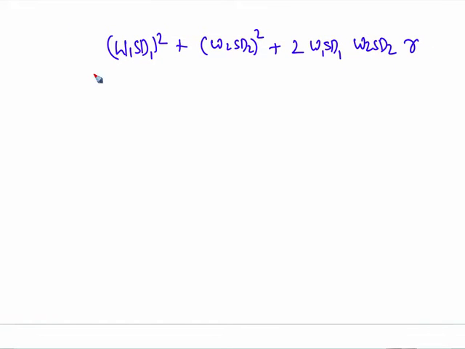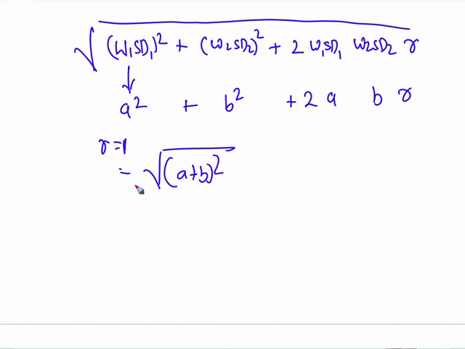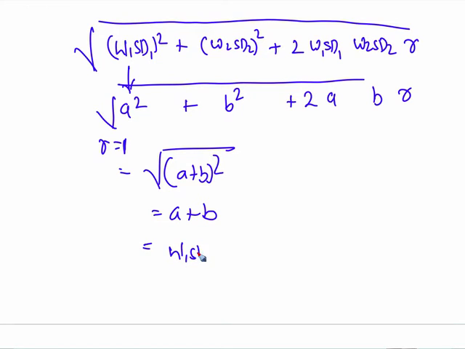Now, second observation. The formula is weight 1 standard deviation 1 square, weight 2 standard deviation 2 square, 2, I'm writing slightly differently, weight 1 standard deviation 1, weight 2 standard deviation 2 into R, under root. Let us call this A, so this is A square plus B square plus 2 A B R. What if R is equal to 1? Then it is simply A plus B square under root. Do you agree? And therefore it is simply A plus B. Therefore it is simply weight 1 standard deviation 1 plus weight 2 standard deviation 2.